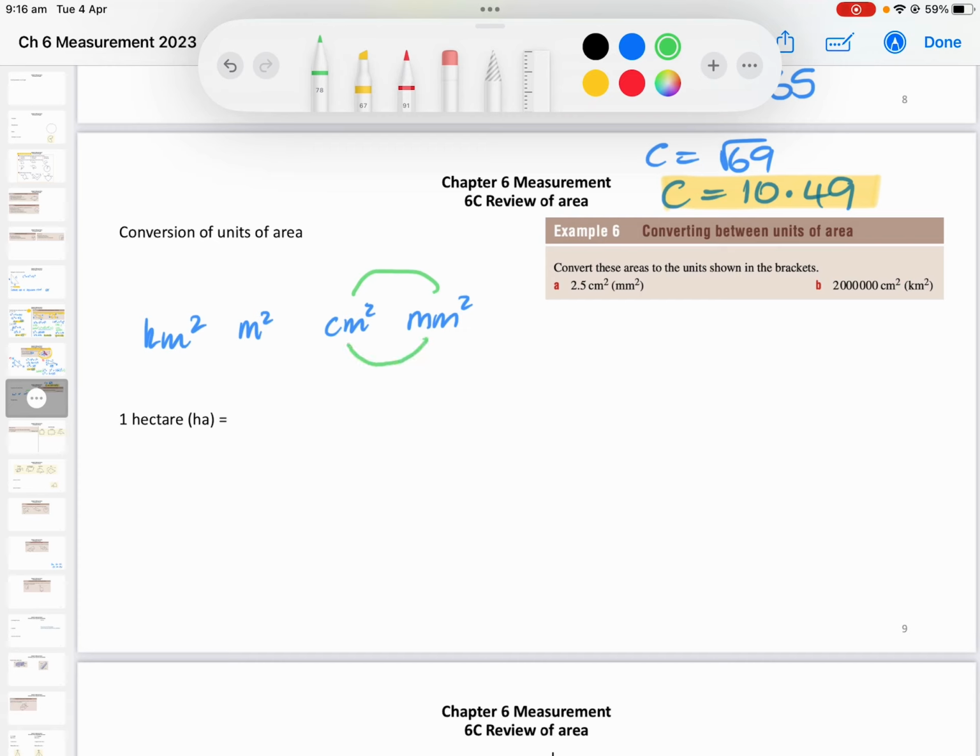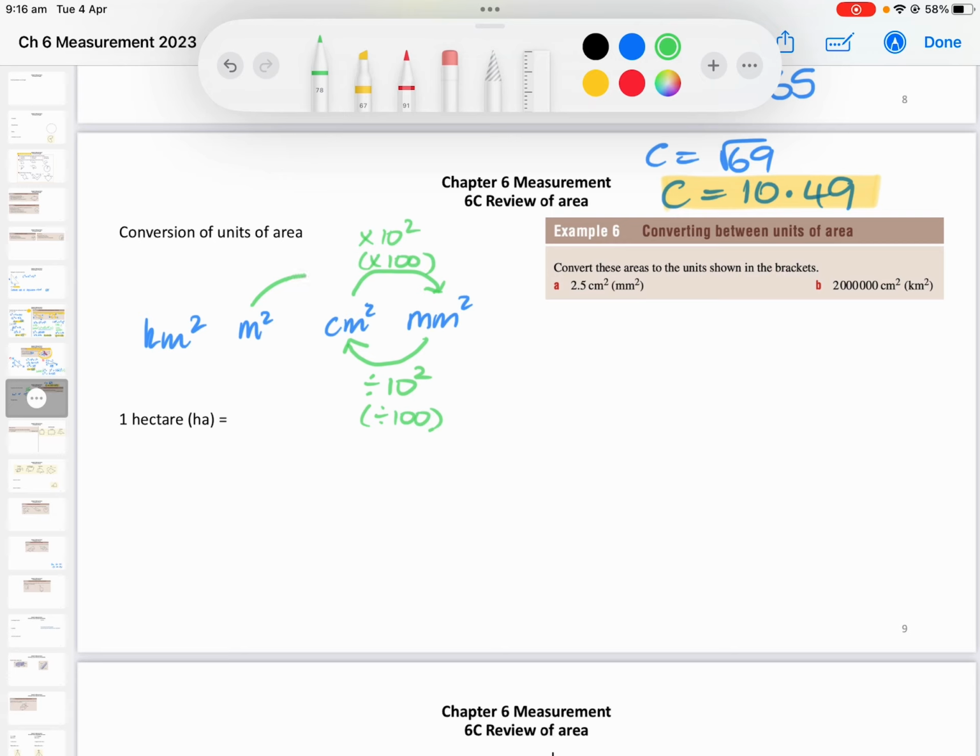I'm going to do this one first. What we have to do is divide by 10 squared. So we could say divide by 100. If we go the other way, we times by 10 squared or times by 100. So it's like you have to times each side once, and that's why it's squared. And when we do volume, it'll be cubed.